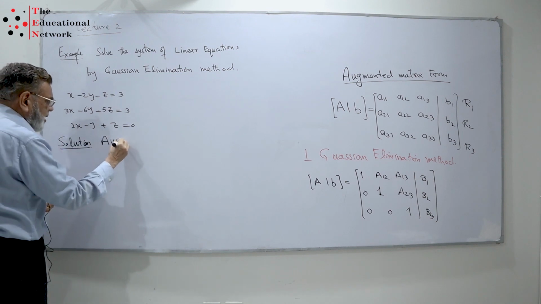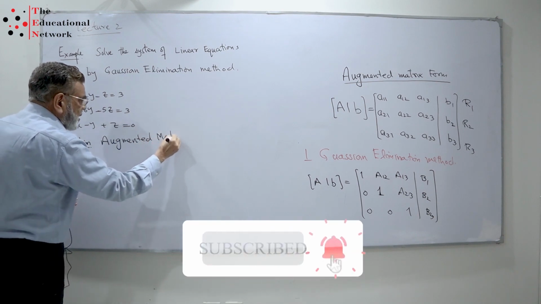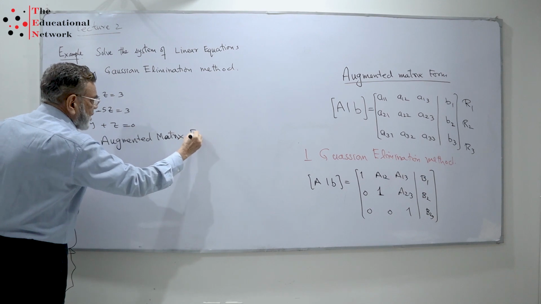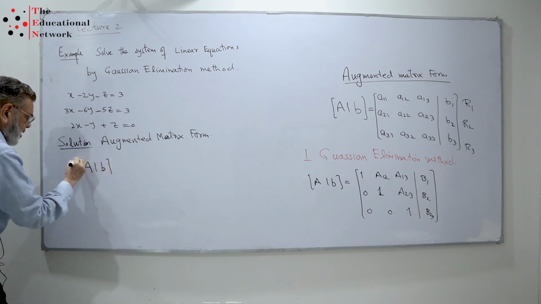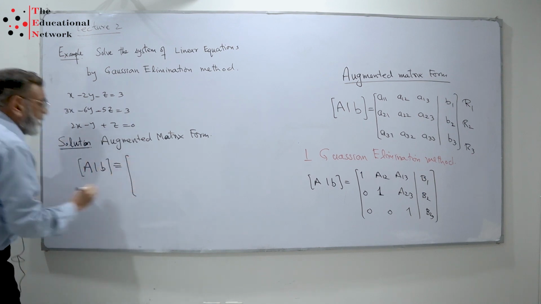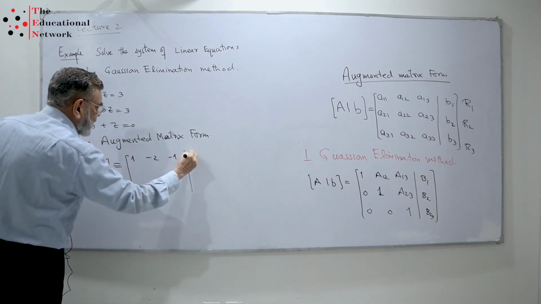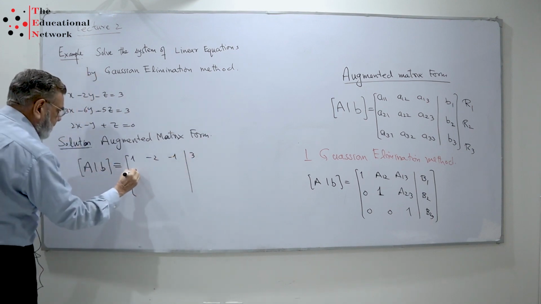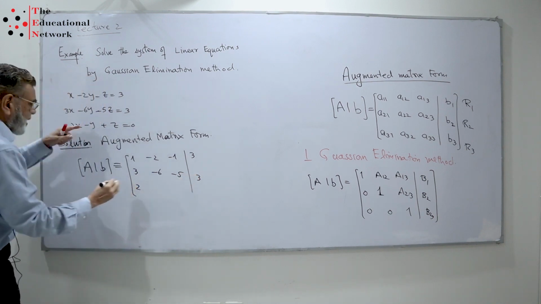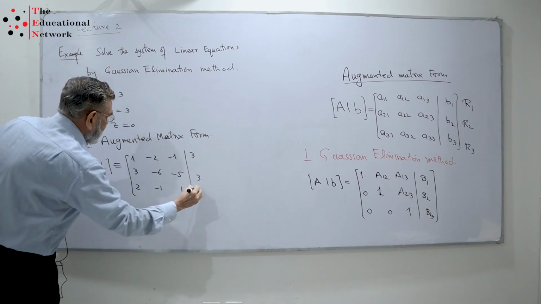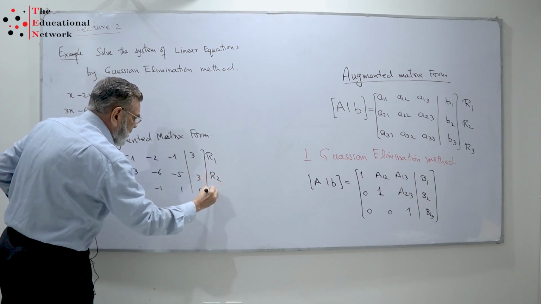My augmented matrix form is made by taking the coefficients and constants of the system of equations. Here A is my matrix of coefficients and B is the matrix of constants. The first row is 1, minus 2, minus 1, and 3. My second equation gives me 3, minus 6, minus 5, and 3. My third equation gives me 2, minus 2, 1, and 0. So this is my row 1, this is my row 2, this is my row 3.